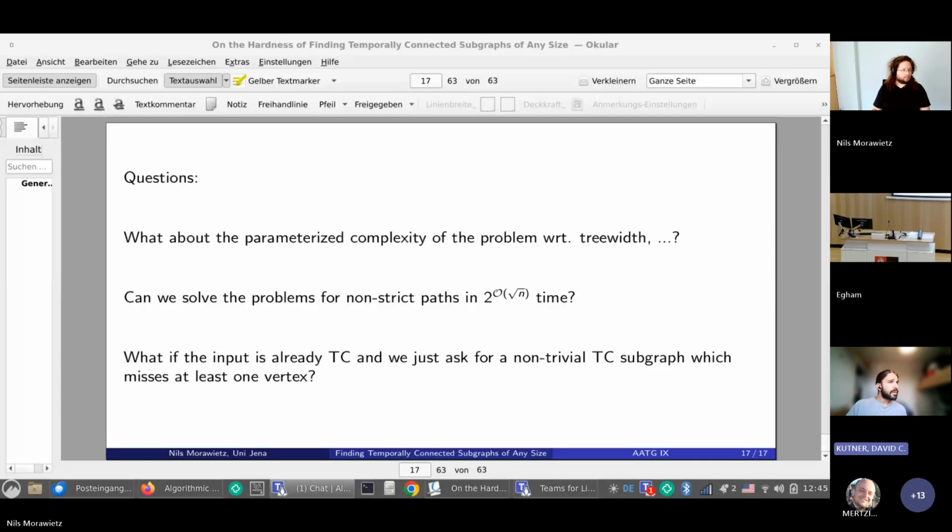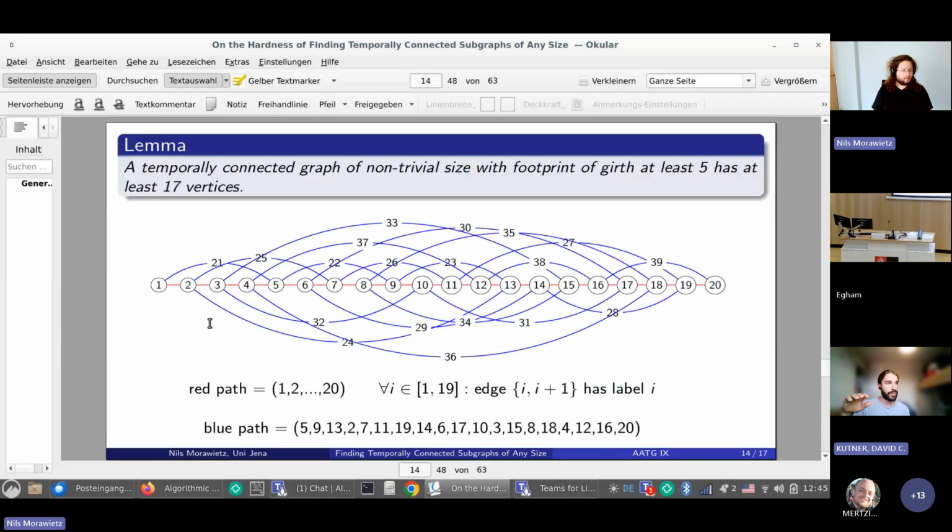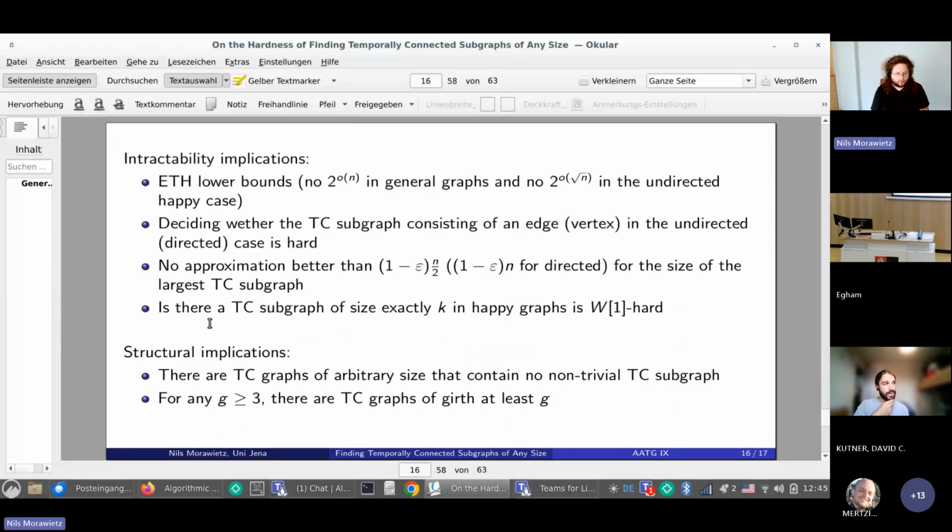Okay. Yeah, hi, Nils. I was curious about your example you constructed. So I can sort of see the intuition behind trying to start from these two joins of paths. Did you just do a brute force search by computer? Yes. It started the other way around. It started with this thing down here. And my conjecture was it does not exist. There is no graph of girth 5 that is temporally connected.